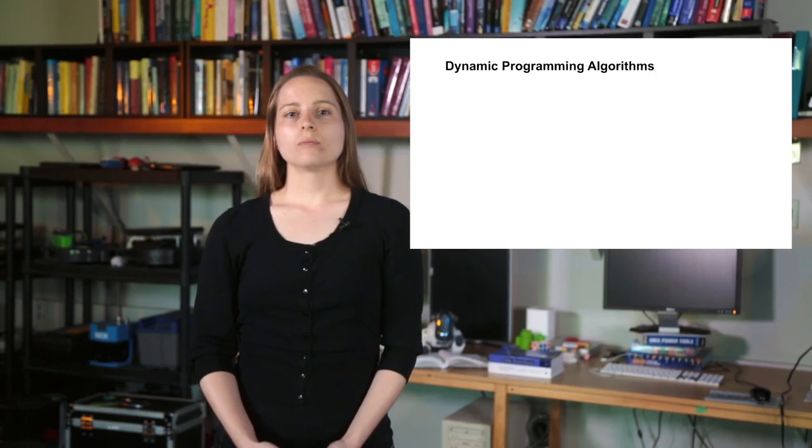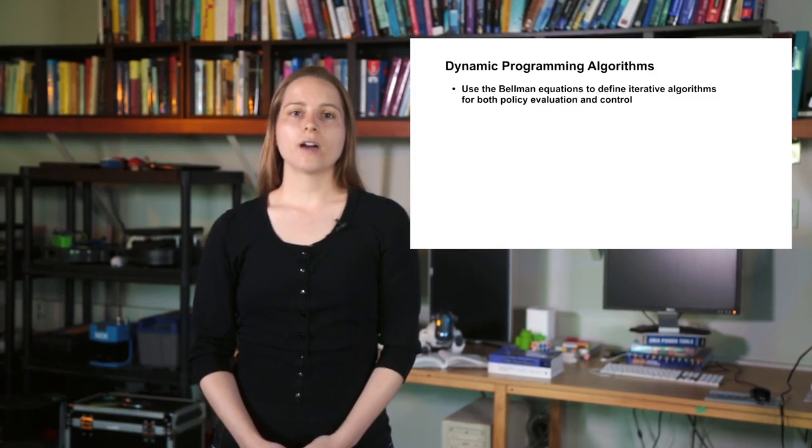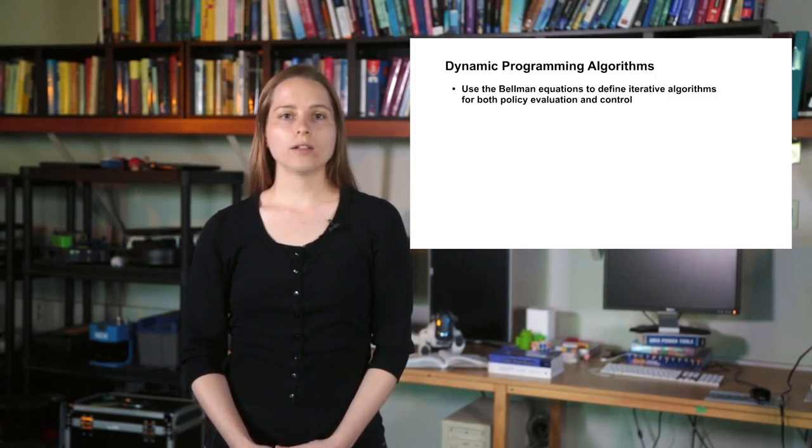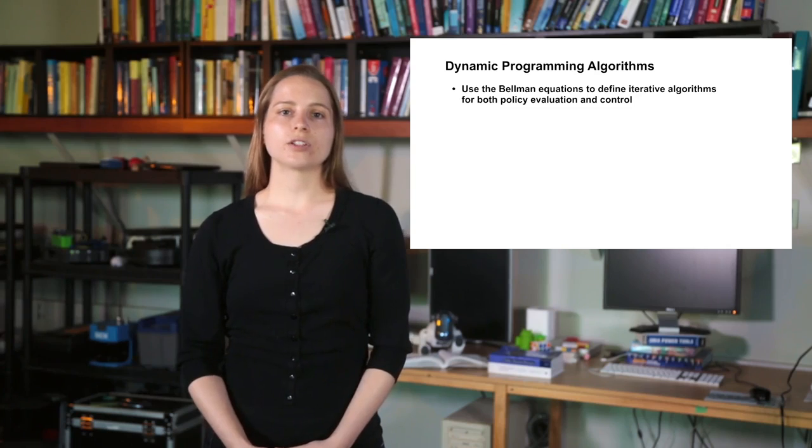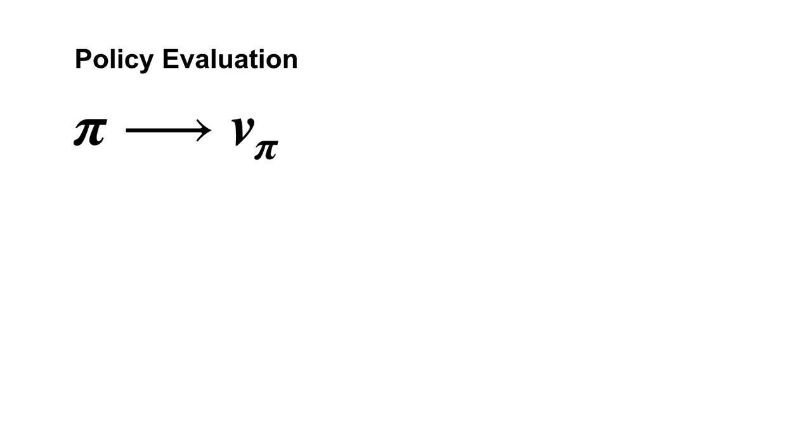Dynamic programming algorithms use the Bellman equations to define iterative algorithms for both policy evaluation and control. Before diving into the details of this approach, let's take some time to clarify the two tasks. Imagine someone hands you a policy, and your job is to determine how good that policy is. Policy evaluation is the task of determining the state value function vpi for a particular policy pi.